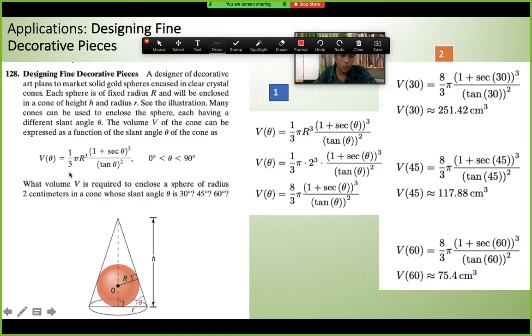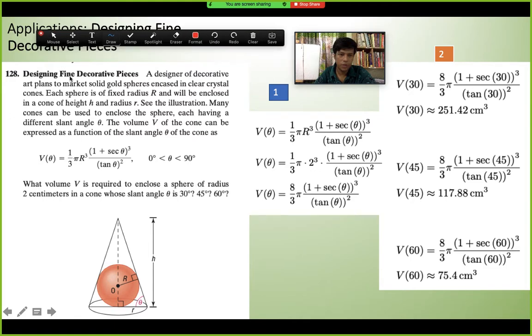So see, 1 divided by 3, we know the value of it. Then pi, we know the value of it. Pi means 3.1416, from the calculator you can also find. Then r equals 2, it is given here. R equals 2 centimeter. So 2 cube, 2 cube means 8. Then the value of the angle is given, 30 degree.